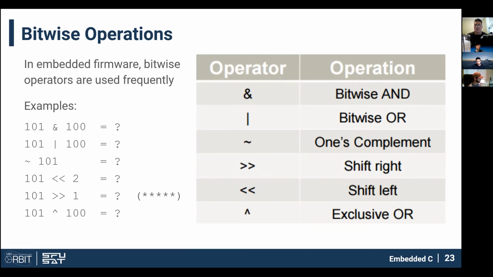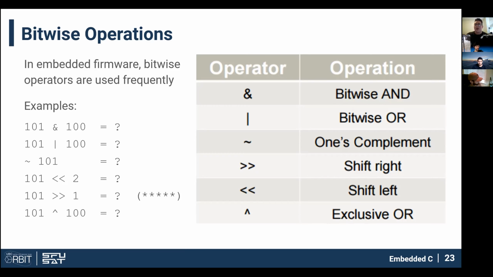So we have 6 operators in total, with bitwise and, bitwise or. So and is simple. 1 and 1 is 1, and everything else is 0. I'll show an example of that.